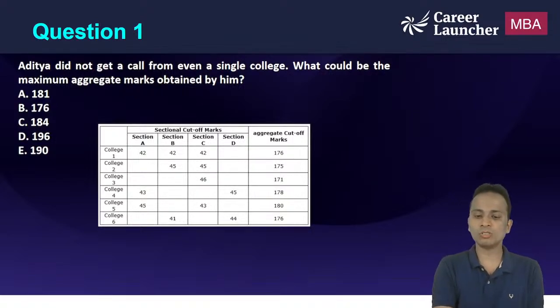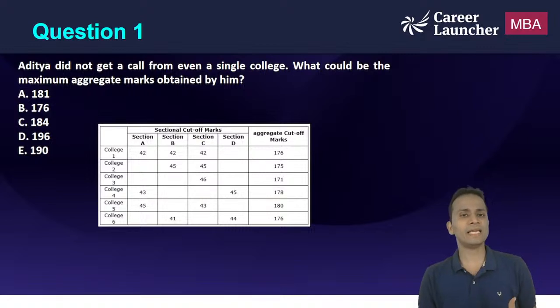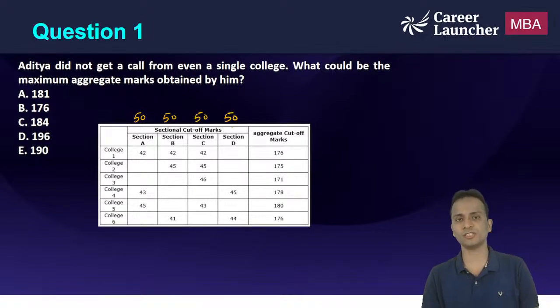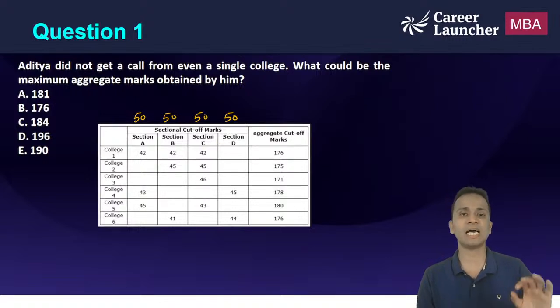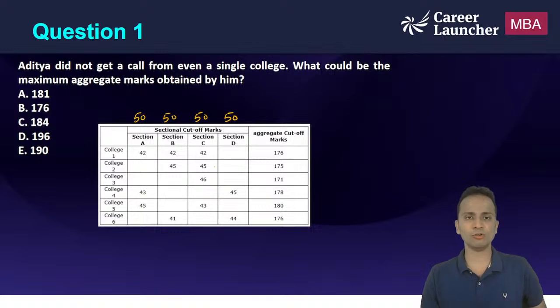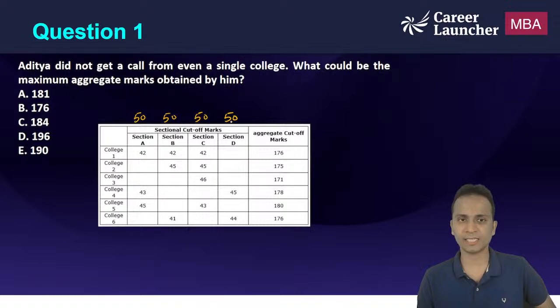Now taking into account this particular fact, you will have to maximize the aggregate marks. Okay? Now aggregate marks maximize करने हैं. So if I get 50, 50, 50, 50 in all the 4 sections, then I'll get all the calls, right? But I don't want that. I want not to get a call from even a single college. That means I'll have to miss each and every college, right? Now I cannot get 50 in all the 4 subjects. You understand this thing? Okay?